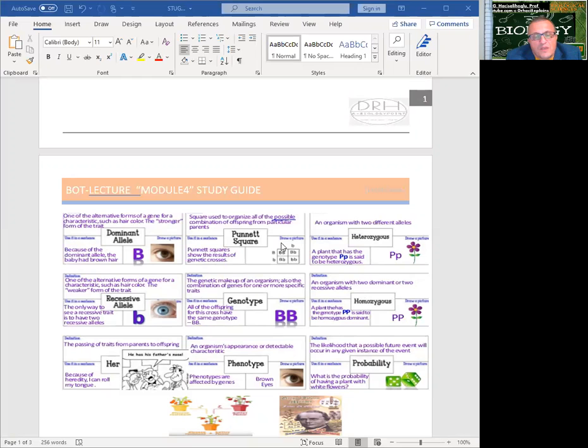Phenotype always equals genotype times environment. Basically, genotype is the genetic makeup, but the environment is the non-genetic part like nutrition or temperature or light availability and other conditions. Okay, and genetics also uses probability. So like, what is the probability of having a plant with white flowers? You can calculate that using probability.